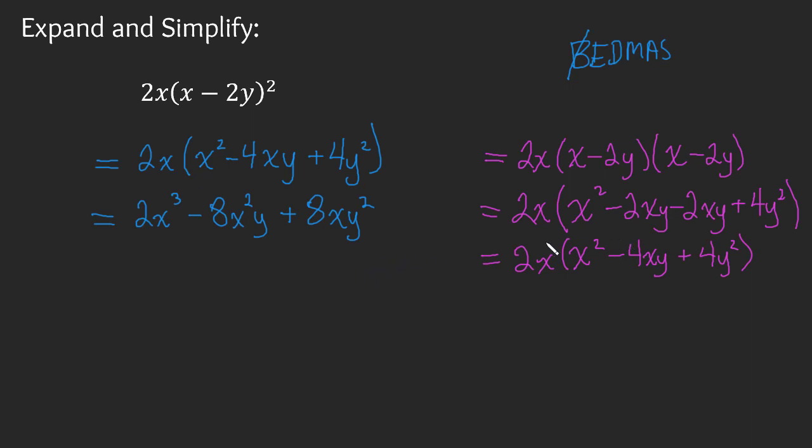Taking a look at the purple one, it is the exact same statement as the blue one, and so you would end up with the exact same answer. And that's as simple as it can get. We don't have any more like terms here. So again, expand out the bracket first because of the exponent from BEDMAS, then multiply that number that's on the outside into the scenario.